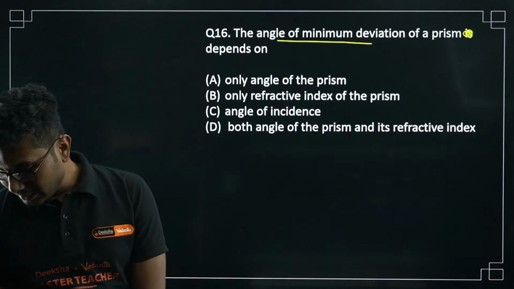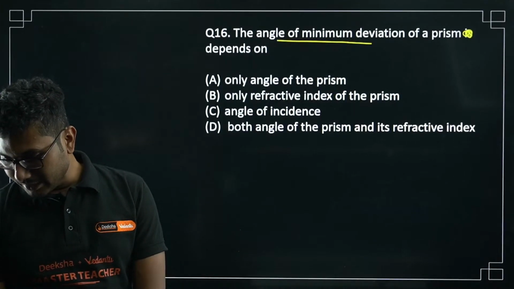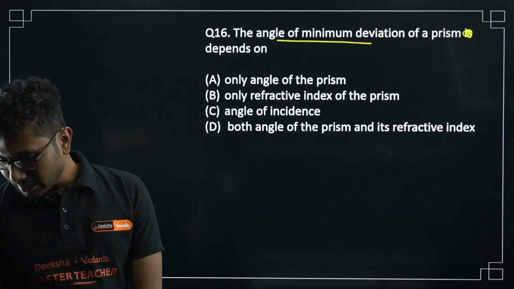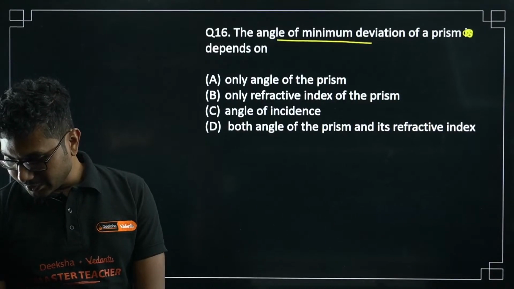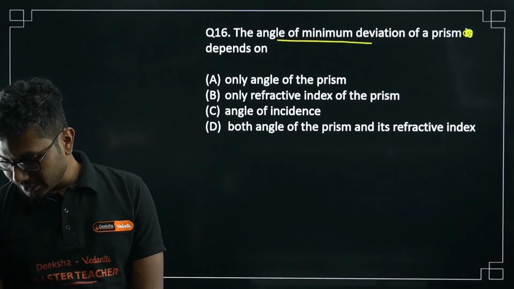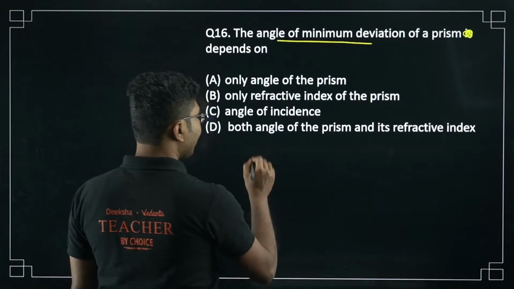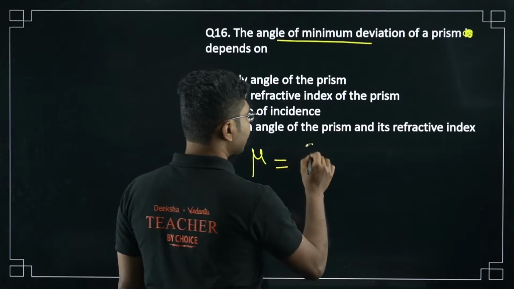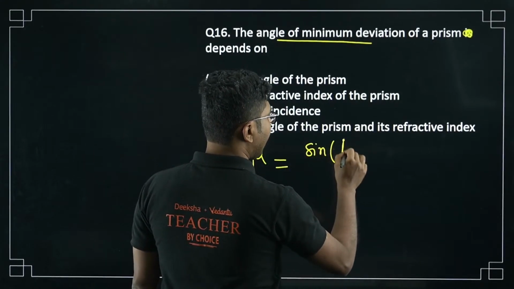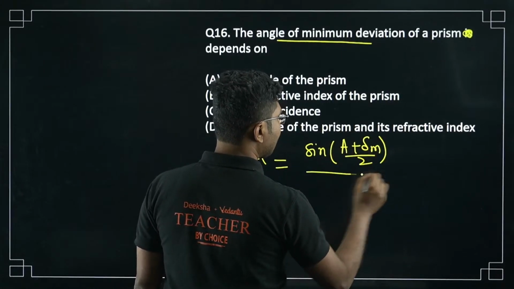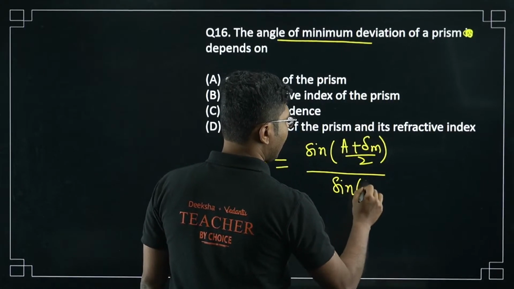Chandan is saying 16D, Savit is saying 16D, Vimal 16D, Uday 16D, Pooja 16D, GS Jogur 16D, Ataur 16D. Okay. So we know that the refractive index of the material of the prism is given by mu equals sine of (A plus delta m) by 2 divided by sine A by 2.